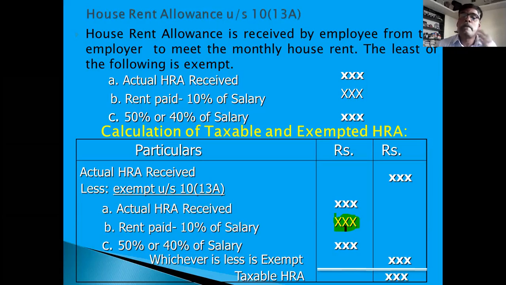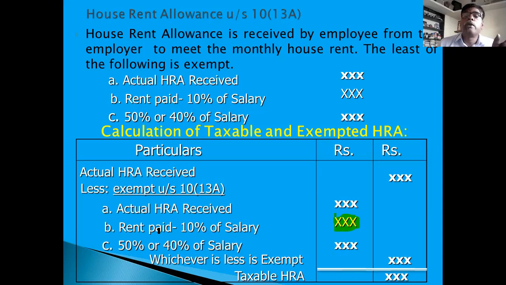I am receiving every month 10% of salary as HRA, house rent allowance. It is my real example. But I am living in my own house. Then if you calculate my exempted HRA, let us consider my salary is 1 lakh rupees. Then monthly I am receiving 10,000. Actual HRA received is 1,20,000. 1,20,000 is the HRA I received in a year, and 1,20,000 is the first point.